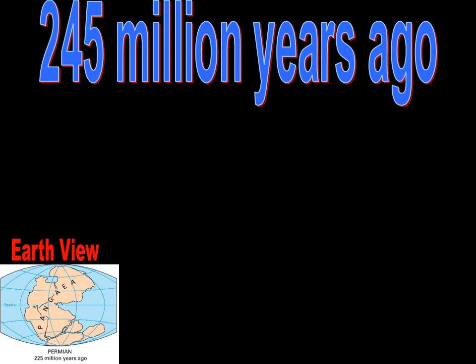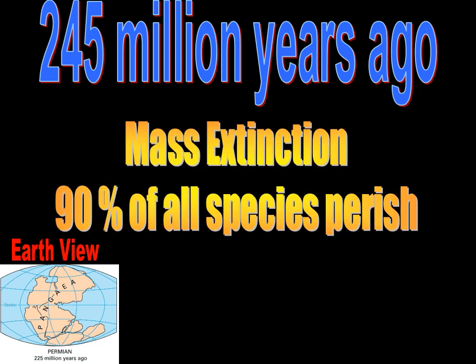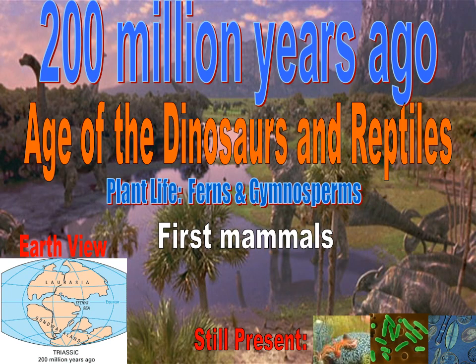Once again, 245 million years ago, you can see Pangea there. That is the famous Pangea, one supercontinent that will eventually divide into the continents that we know today. And we get another mass extinction. We don't know exactly what caused these mass extinctions. We have guesses as to what caused them, but we don't know exactly why. 90% of all species perish, which leads us to the age of the dinosaurs.